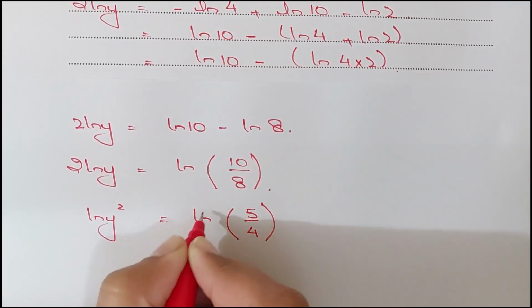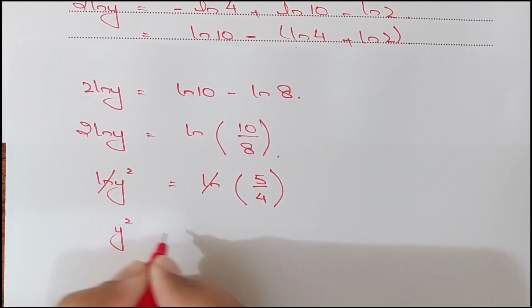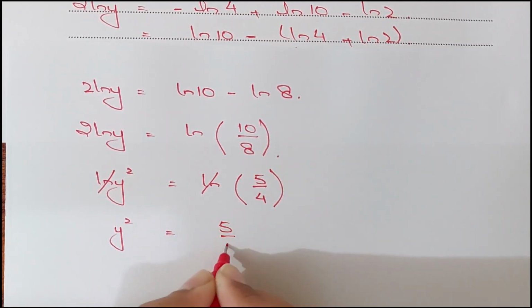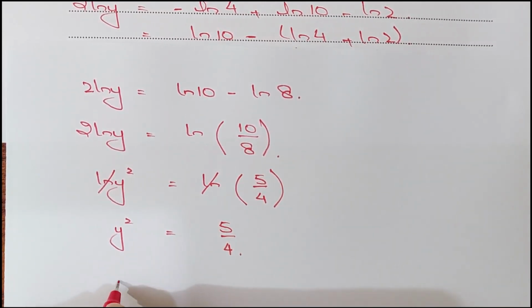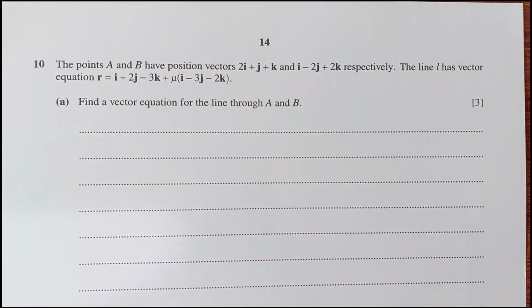Taking anti-log on both sides, or cancelling natural log, we have y square is equal to 5 over 4, and the value of y is equal to square root of 5 by 4. Or with further simplification, we have 1 by 2 square root of 5. This is the value for y.